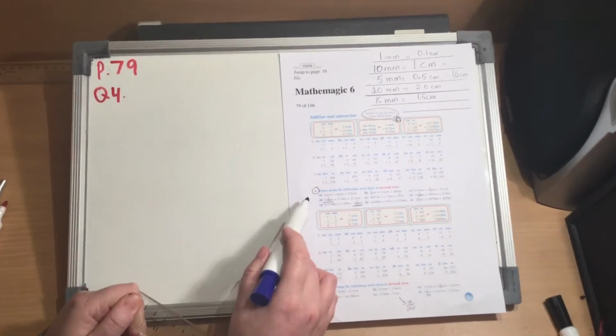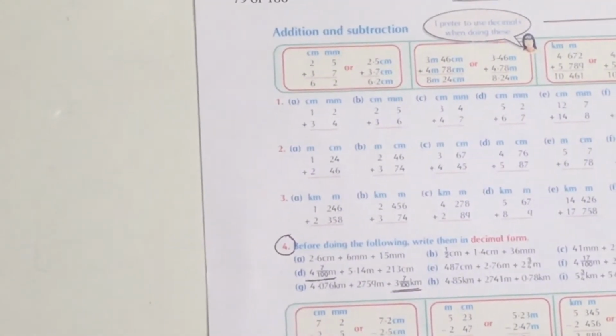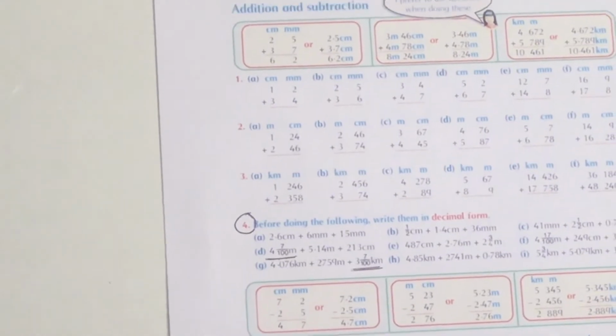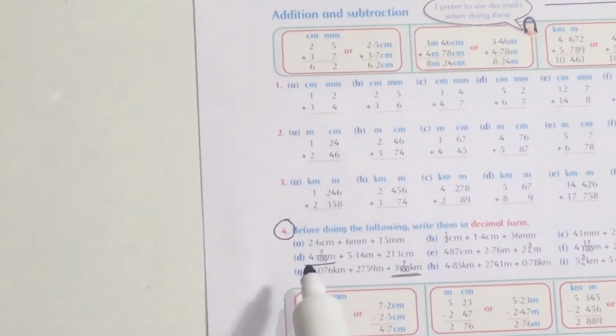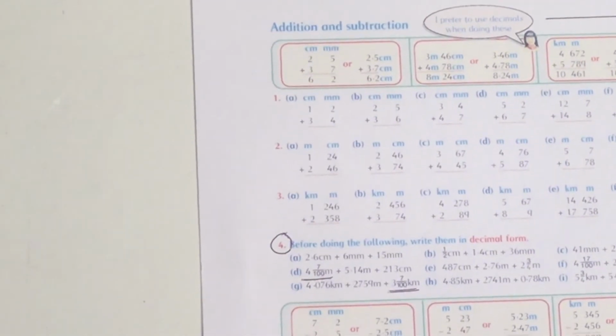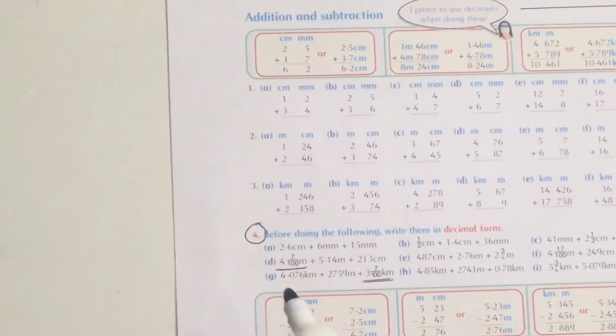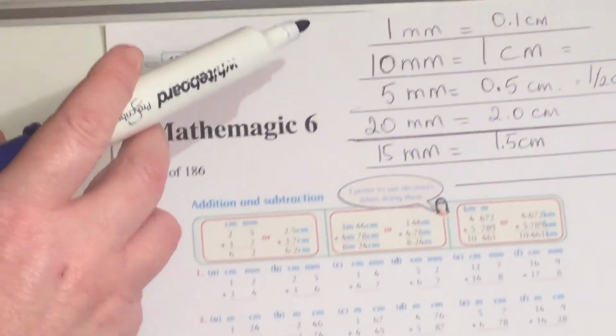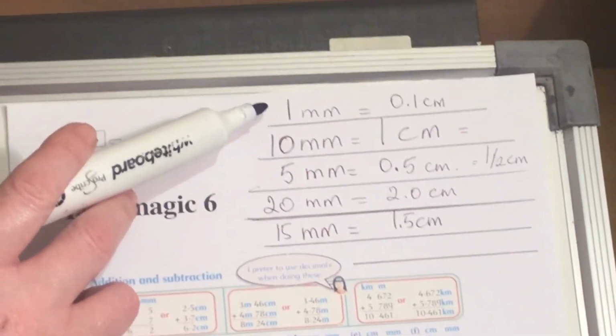Okay, today we're going to be looking at number 4 on page 79. So we're going to be talking about adding centimetres and millimetres. We're going to be adding metres and we're going to be adding kilometres and metres together. So just before we start, I want to bring your attention up here to this.